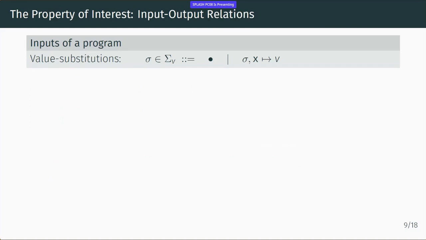The property of interest, as I told you, is relations between inputs and outputs. So the question is, what are the inputs of a program? Well, the inputs of my programs are the values that I give for the free variables of my program. Here it takes the form of a value substitution, that is, a finite mapping from the free variables of my program to values. So these are my inputs.